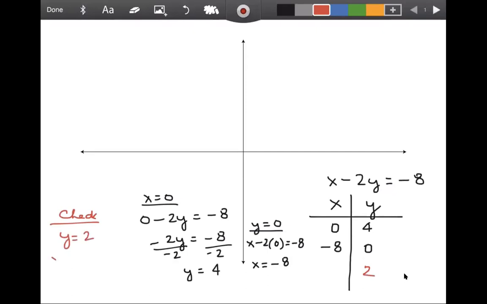So that's going to give me x minus 2 times 2 equals -8. X minus 4 equals -8. Add 4 to both sides, you get x equals -4. So I will plot those 3 points and make sure they all line up.